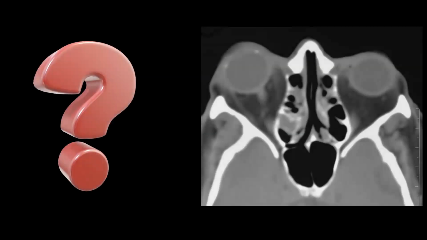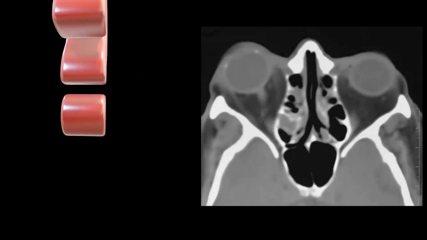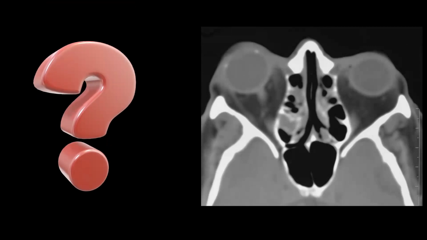Here, I would like to leave you with a food for thought question. So here we have an image showing right eye proptosis, and two hyperdense lesions on the sclera. Can you guess what it is? Thank you.